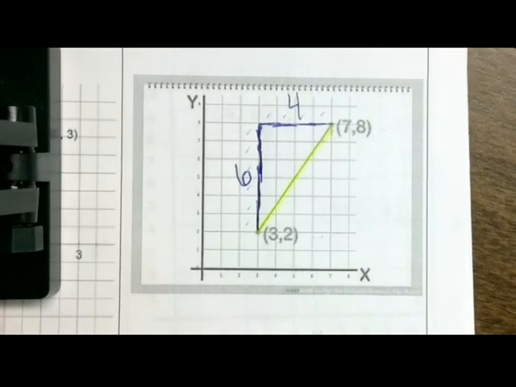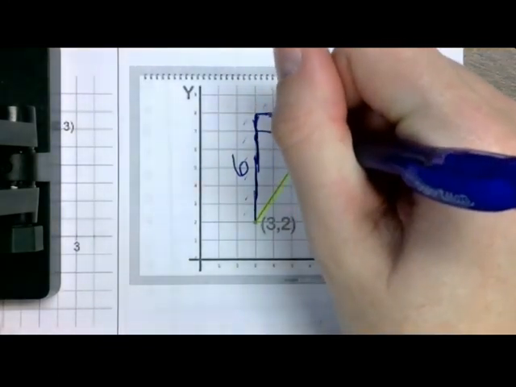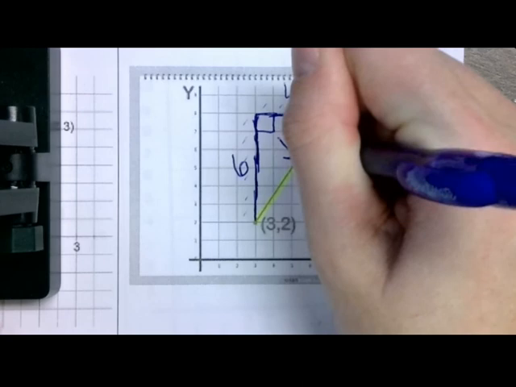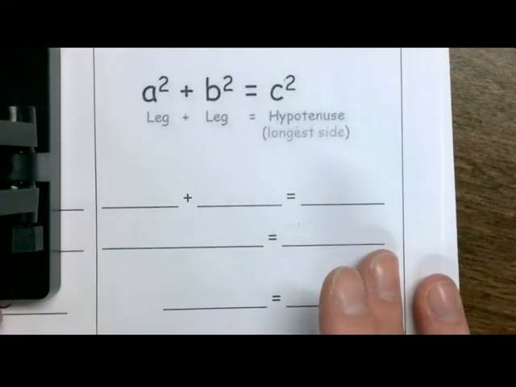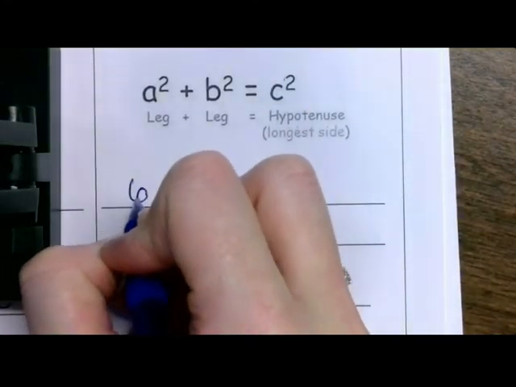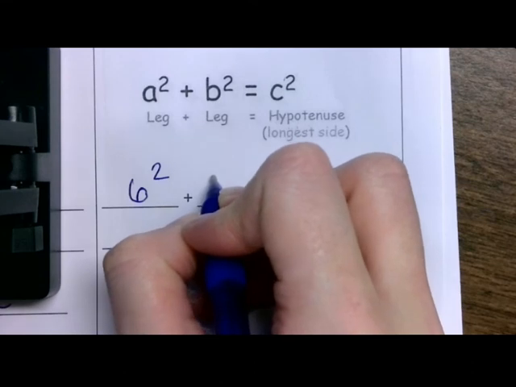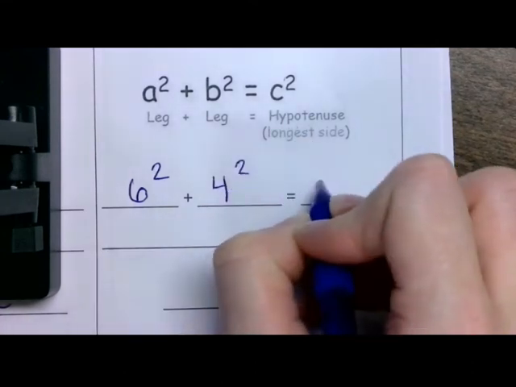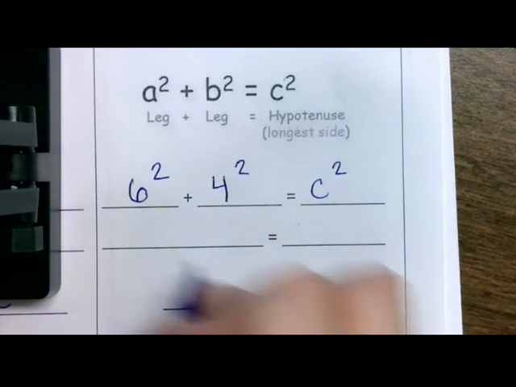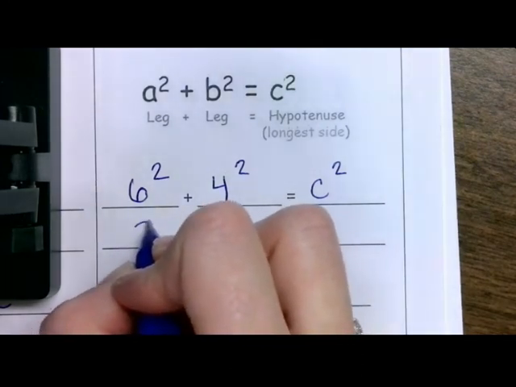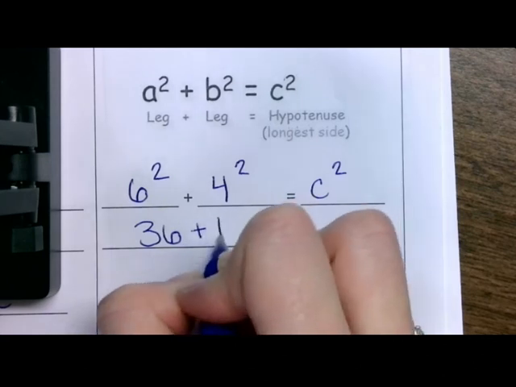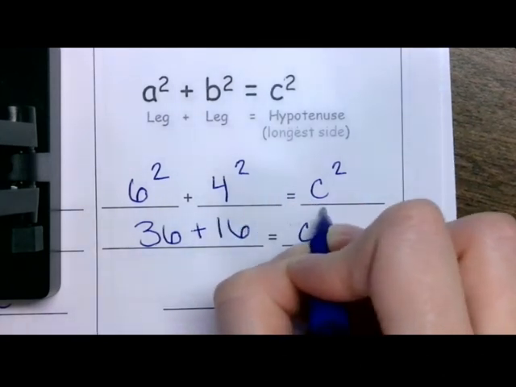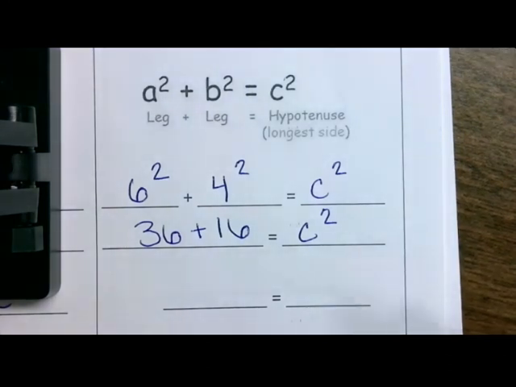So when we go to the bottom, oh, I forgot my right angle. So there's my right angle. That is my C. So then when I go to the bottom, I will have my one leg squared, my other leg squared, and C squared. 6 squared is 36. 4 squared is 16. And that equals C squared.